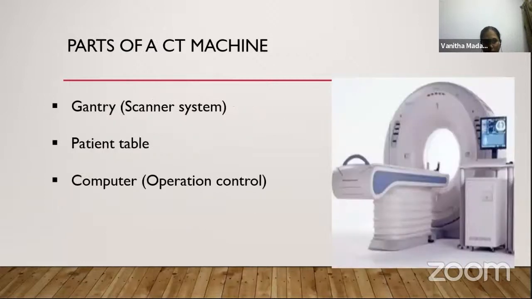This image shows the parts of a CT machine, which includes the gantry or scanner system, which is a large box-like machine with a hole in the middle. The gantry contains all the X-ray sources, detectors, and other machinery. There is a patient table for the positioning of the patient. And it includes a computer for further processing of the electrical impulses collected from the detectors.